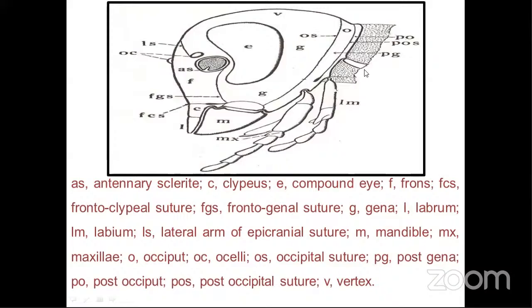Okay, you can see here. The epicranium is present in between the vertex and the occipital suture. This is the occipital suture, and this is the occiput. The occiput is present in between the occipital suture and the post-occipital suture. This is the post-occiput. PO means post-occiput. The post-occipital suture is the last one. So that is what we call the real suture.